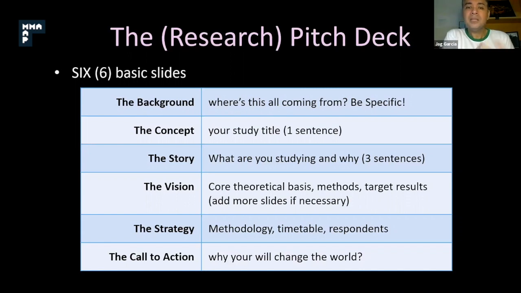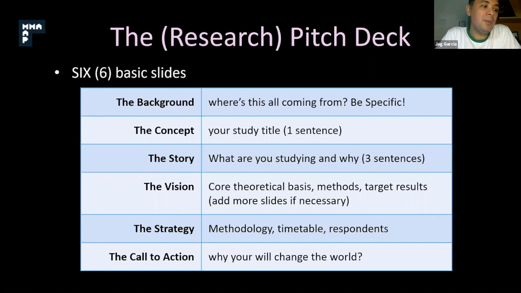Fall back on that. What's the idea? What's the background of the study? Where are we coming from? What's the problem? So tell me the title of your study. This is going to be a study on the perceptions of students on online learning in the time of coronavirus. What's your story? What am I studying and why? Three sentences lang yan. I'm studying this to find out this because that. Three sentences, done.